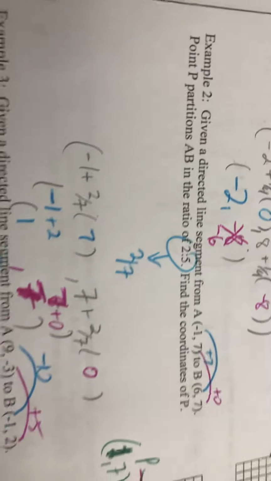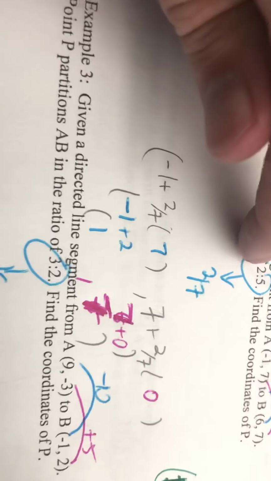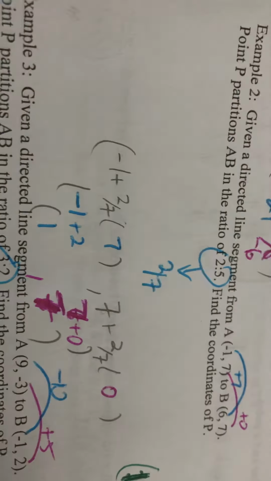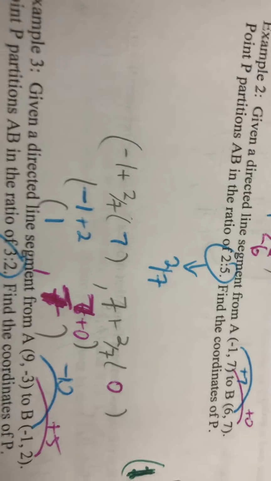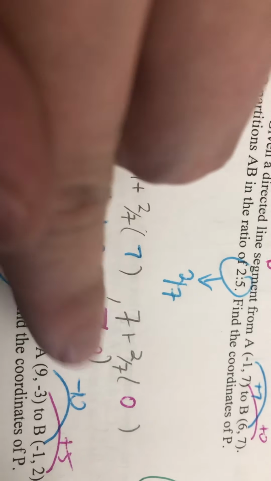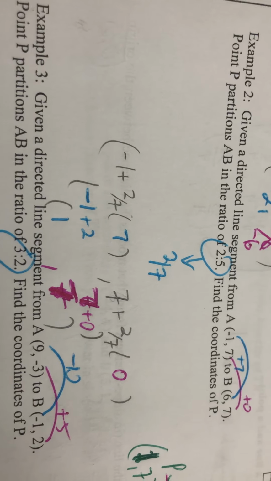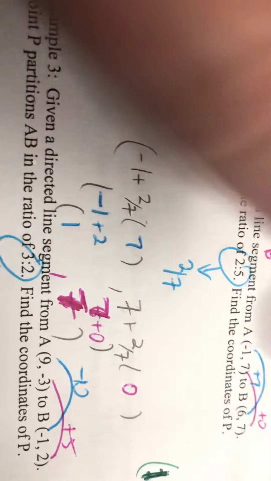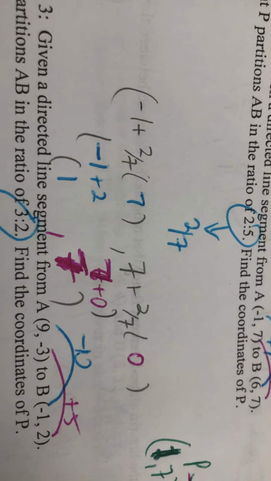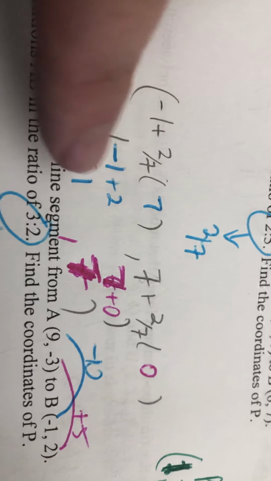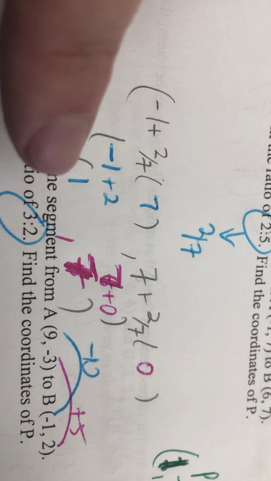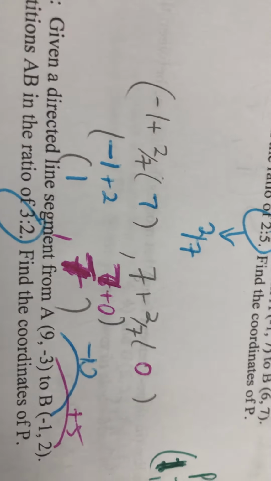All right, example 2. Again, I want to convert 2/5 into 2/7. There's 7 total pieces. And then I want to move 2 of them. So that's where you'll see -1 plus 2/7 and 7 plus 2/7 written in pencil. Now what those are going to be of is going to be the 7, which is the distance in X, and the 0, which is the distance in Y. That matches the picture that we had. We're moving 7 in X, and we're moving 0 in Y. 2/7 of 7 is 2, so -1 plus 2 is 1, and 7 plus 0 is 7.